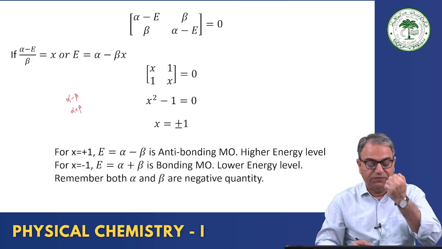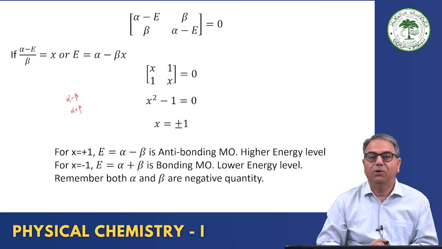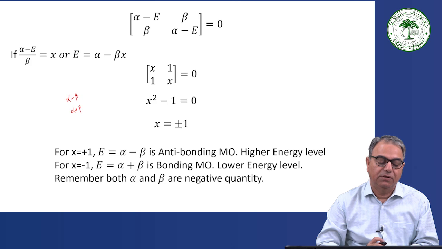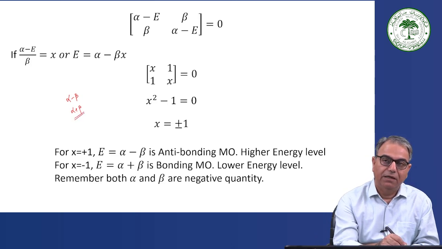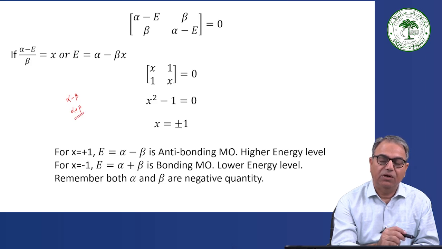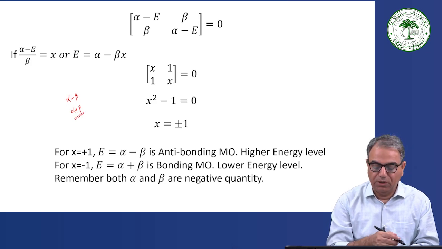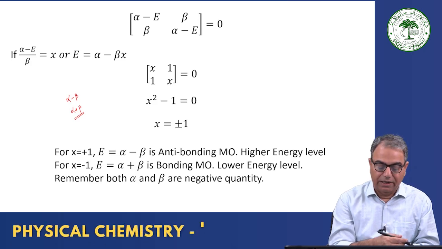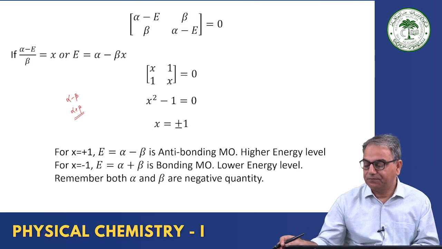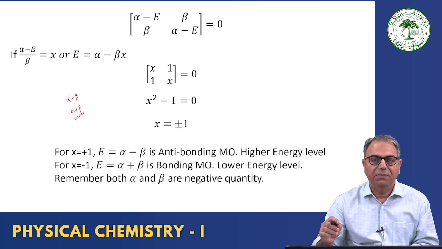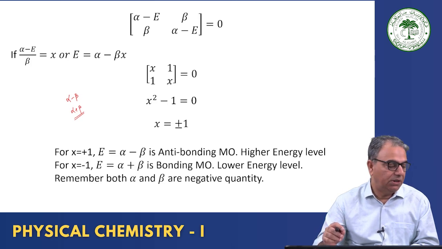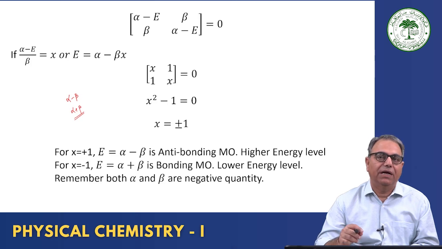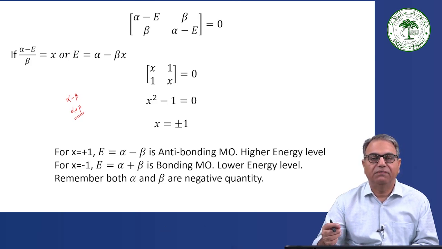Now, to decide which of these will be the bonding molecular orbital and which the anti-bonding molecular orbital, I said in the earlier approximation that both alpha and beta are negative terms. So alpha plus beta will have a higher negative value as compared to alpha minus beta. So the lower energy will be the bonding molecular orbital: alpha plus beta is the bonding molecular orbital, lower energy level, and alpha minus beta will be the high energy level and the anti-bonding molecular orbital. Remember, both alpha and beta are negative quantities. So what did we do? We started with a system, the ethylene molecule, we applied the HMO approximation, we found the value of x, we found the value of energy, and now we have two different energy values because x has two different values, plus 1 and minus 1.